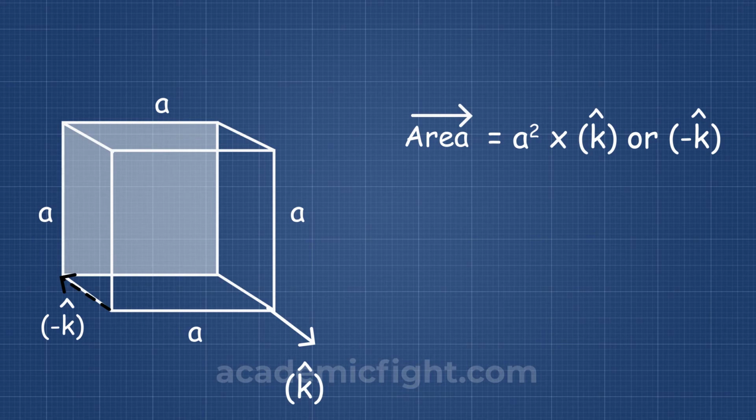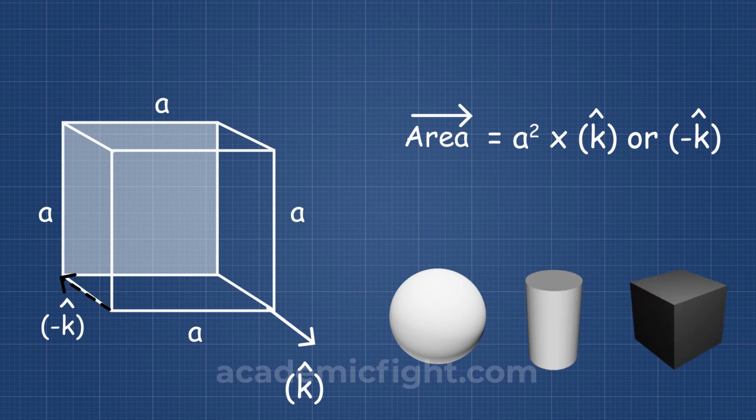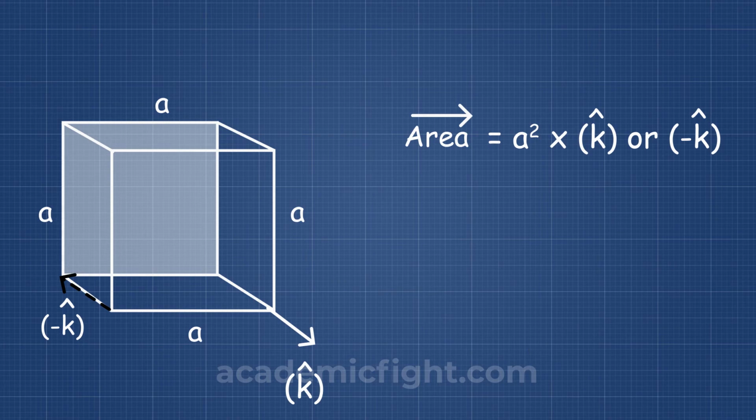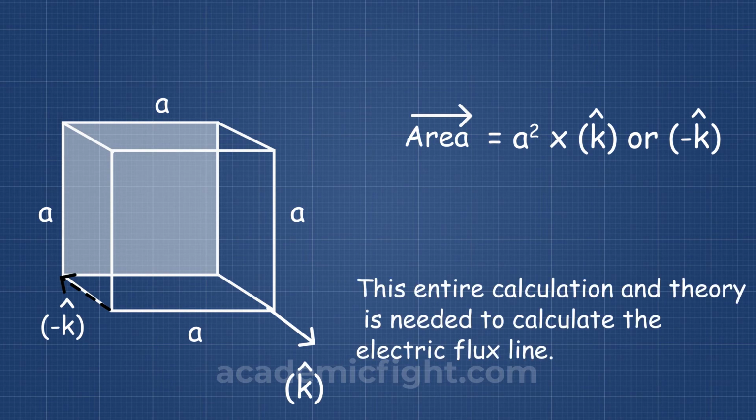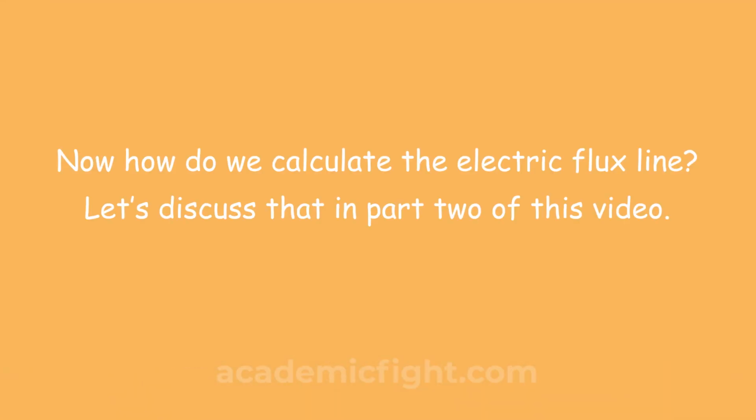Not only for cubes, but this rule is also applied for all closed objects. Cylinders, spheres, box or any closed surface. Only the outward normal is considered as an area vector. This entire calculation and theory are needed to calculate the electric flux line. Area calculation is a major component in calculating the electric flux. Now how do we calculate the electric flux line?